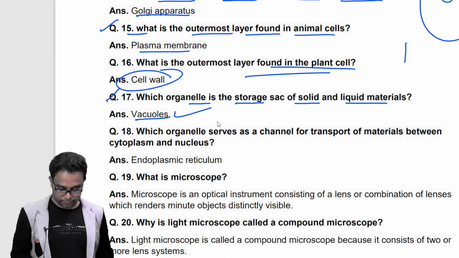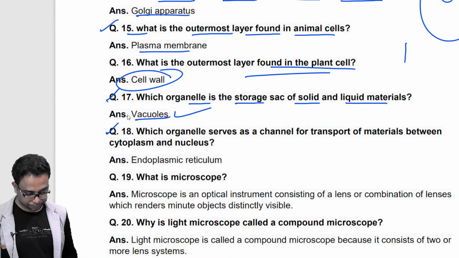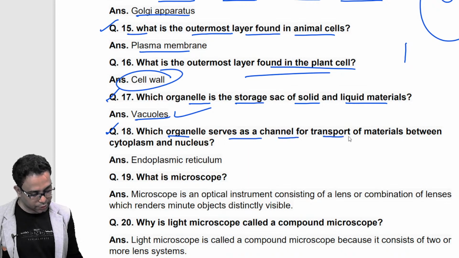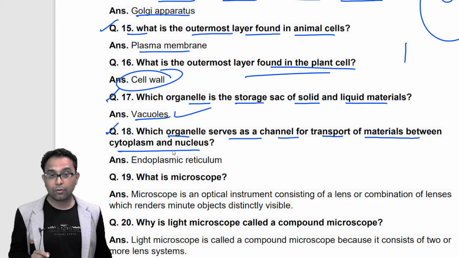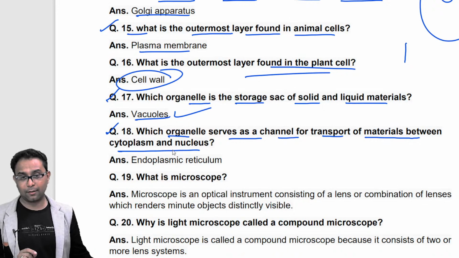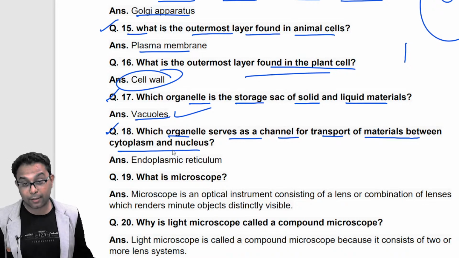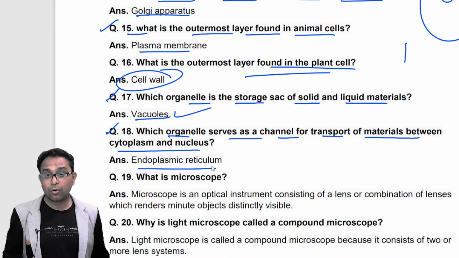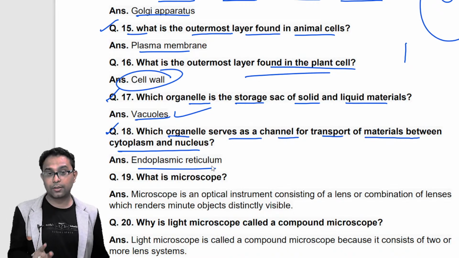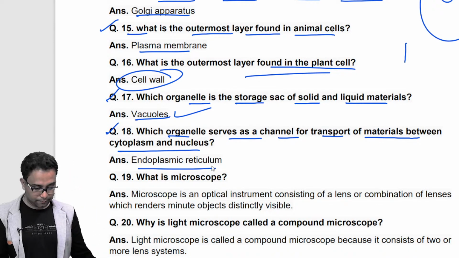Now we go to the next question. Question number 18. Which organelle serves as the channel for transport of the material between the cytoplasm and the nucleus? It is like a channel which helps to transport the material between the cytoplasm and nucleus. The structure is the endoplasmic reticulum, which helps to transport the material between the cytoplasm and the nucleus. Next question.